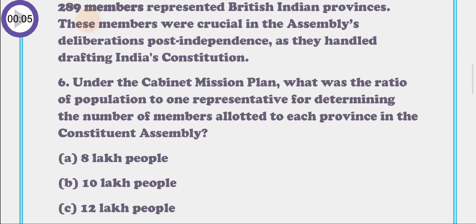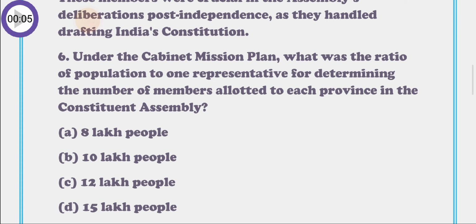Question number 6. Under the Cabinet Mission Plan, what was the ratio of population to one representative for determining the number of members allotted to each province in the Constituent Assembly? A. 8 lakh people, B. 10 lakh people, C. 12 lakh people, D. 15 lakh people.